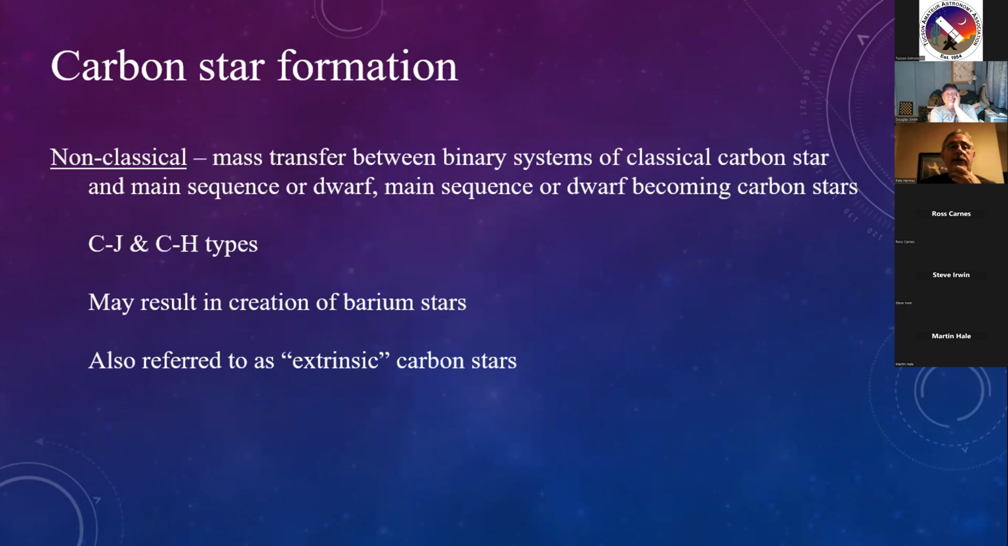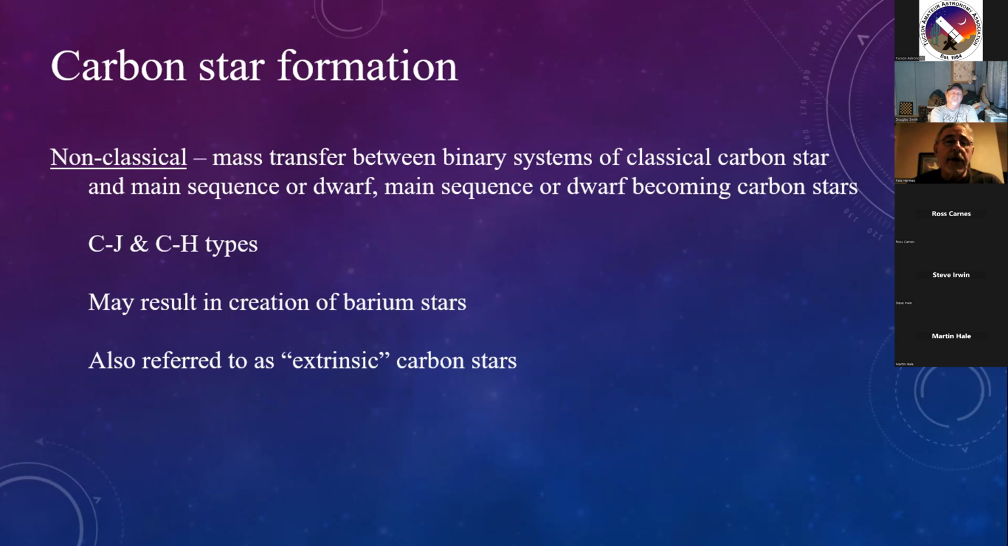As far as the non-classicals coming back here, again, it is a mass transfer in a binary system of a classical carbon star, main sequence or dwarf. The main sequence or dwarf becoming, I'm sorry, I had that backwards. The main sequence or the dwarf becoming the carbon star. Okay, not the larger main star in the system. These typically have the classification or designation CJ and CH types.